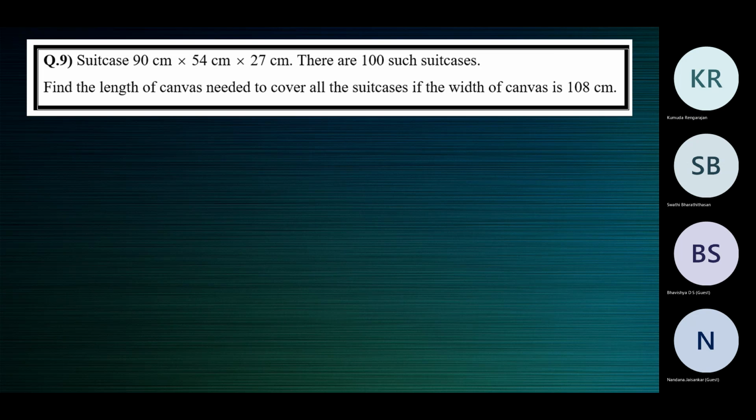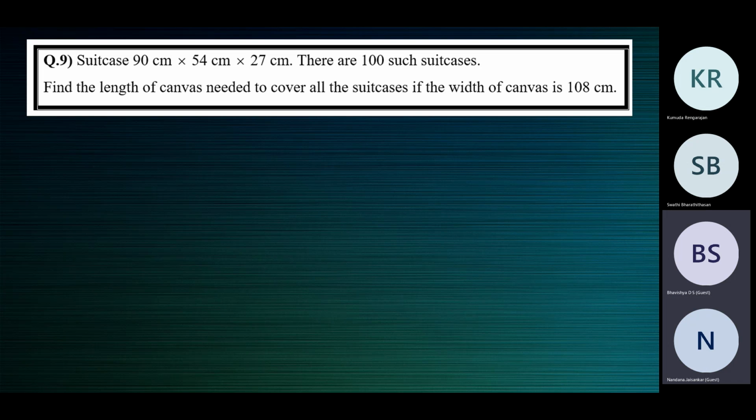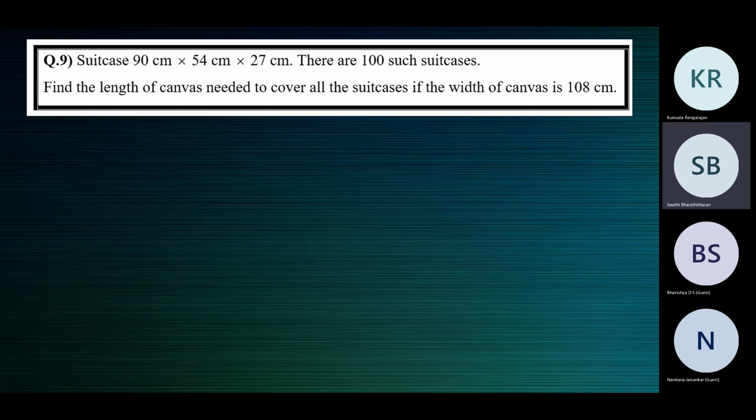Yes, children? You need help? Okay, so Bhavishya, what are you finding? What kind of solid is a suitcase? The suitcase mentioned here is what? Ma'am, it's a cuboid. It's a cuboid.